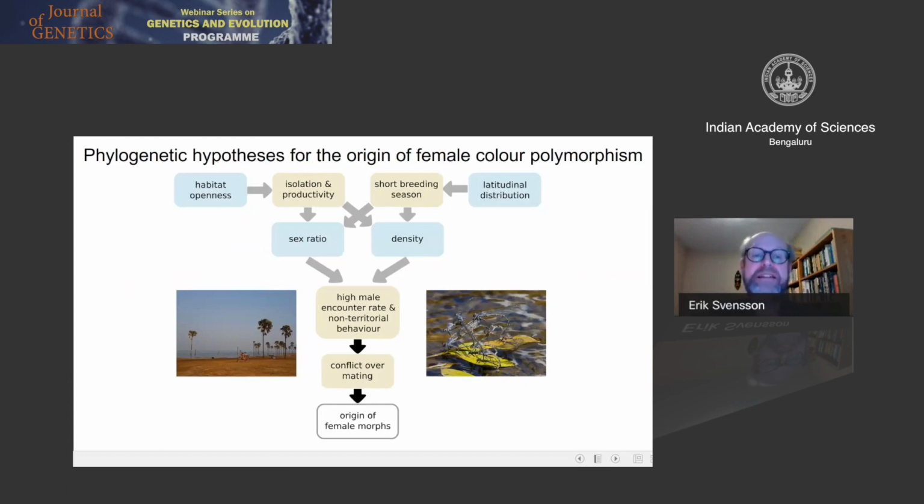Whereas in closed habitats like forests, one could imagine that females are better able to escape male harassment, and sexual conflict would be reduced. And we also argue that at high latitudes, there are short, explosive breeding seasons in the temperate zone that would also lead to higher sex ratio, density, high male encounter rate, and non-territorial behavior, and increased sexual conflict. And that would also stimulate the origin of female morphs.